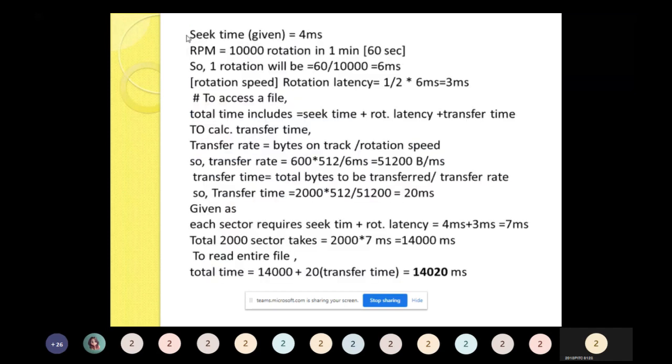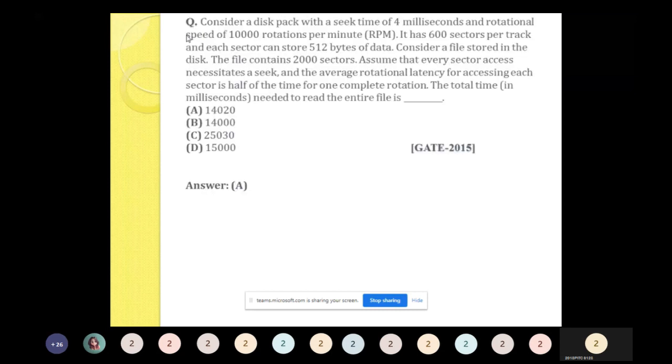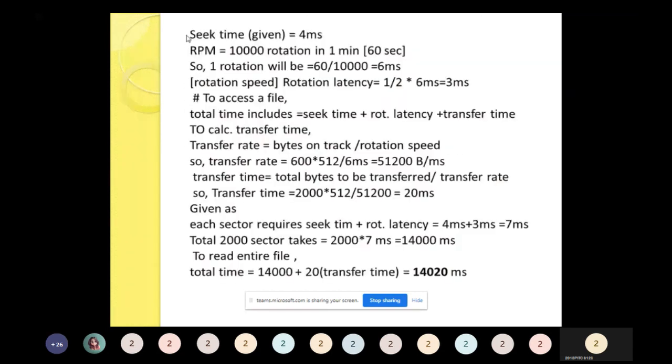So seek time, that is given in the data, you just collect it. What are the data given? We just have to collect them. Here in OS, the RPM value of 10,000 rotations is given. For each cylinder we have the RPM value of 10,000 rotations and the seek time.